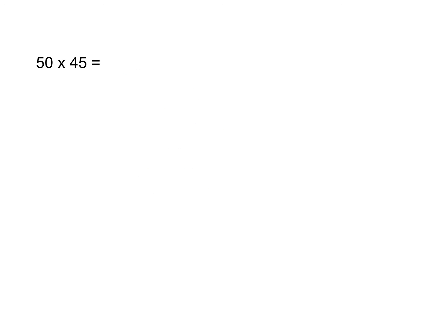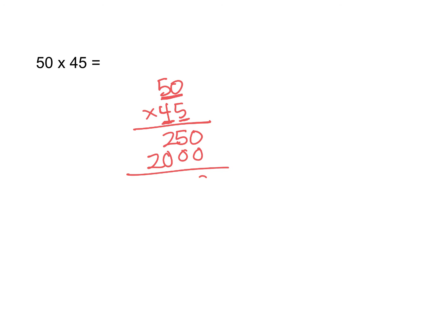All right, our next problem is 50 times 45. Again, we're going to think of that in terms of their units, and we're going to name them that way. So 5 tens times 5 ones is 25 tens. And then we'll do 5 tens times 4 tens because it's 40. And we know that 10 times 10 gives us hundreds. So we have 5 tens times 4 tens is 20 hundreds. So 20 hundreds. When we add those two together, we get 2,250.